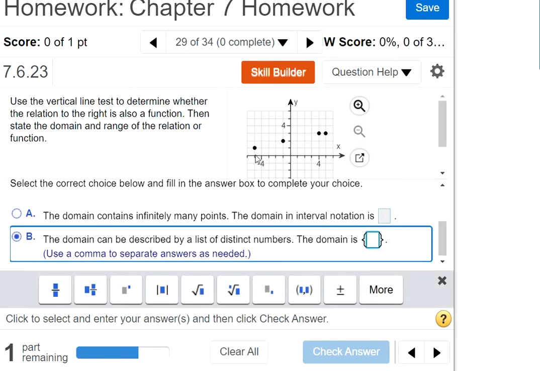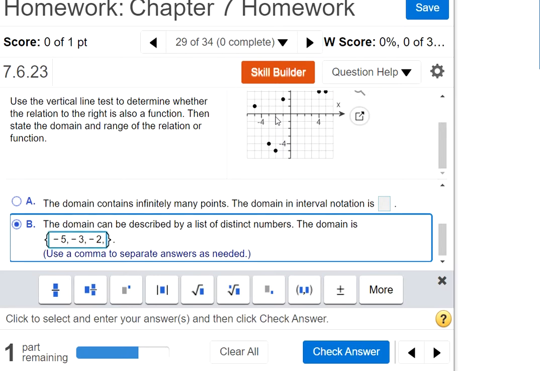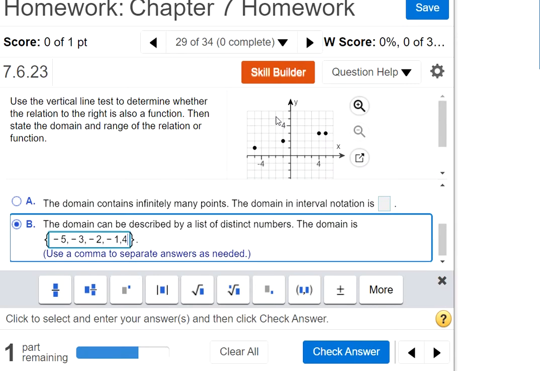And the domain is x equals -5 is an option. X equals -3 is an option. X equals -2 is an option. X equals -1 is an option. X equals 4 is an option, and x equals 5 is an option.